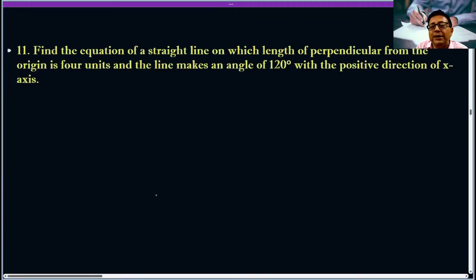Find the equation of the straight line. The length of the perpendicular from the origin is 4 units and it makes 120 degrees in the positive direction of the x-axis. The perpendicular length from the origin is 4 units.